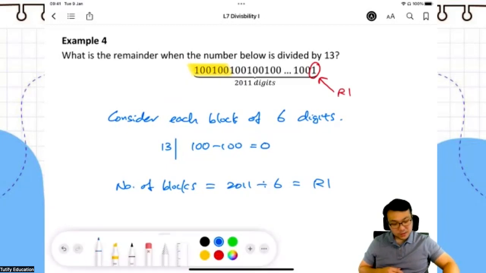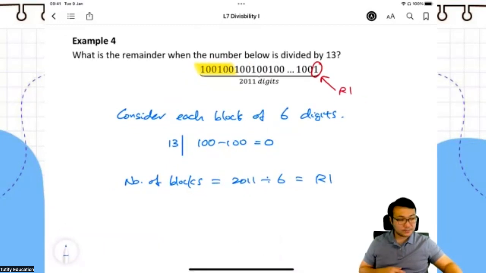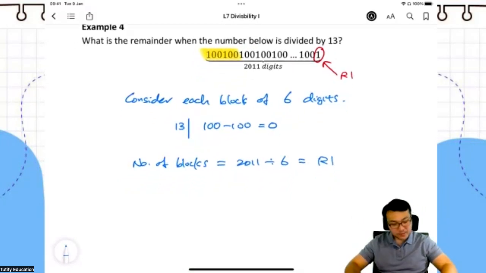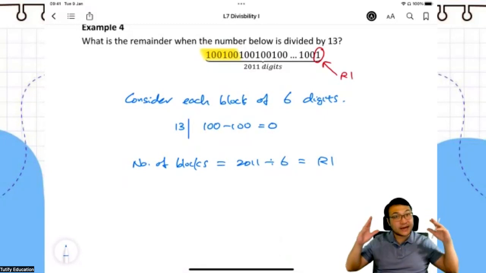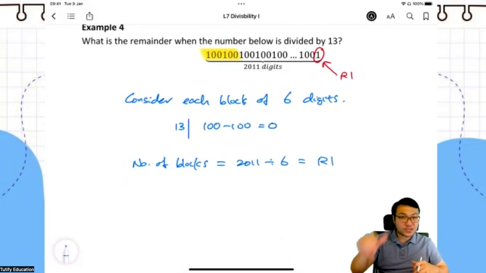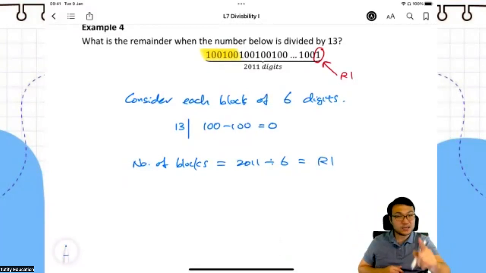So now my next question to you is, if I divide this entire number by 13, what's the remainder? Everything else is already divisible by 13. Only this guy is the odd one out. So the remainder must be 1. Very good. Because everybody else, they are already in their group. They already form a group of 6 digits. And every group of 6 digits is divisible by 13. So everybody else is divisible by 13. Only this guy is the odd one out.